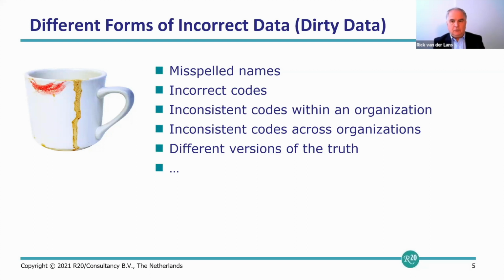And then, of course, we have inconsistent codes across organizations. That could be a problem in multinationals, where we have to integrate data coming from multiple companies, all owned by the multinational itself. What you see is that different countries use different codes in their systems to identify exactly the same thing. Again, it makes it hard to integrate that data. And then, of course, we have the concept of different versions of the truth. So let's say the stock level of a certain product is set to, let's say, 200.